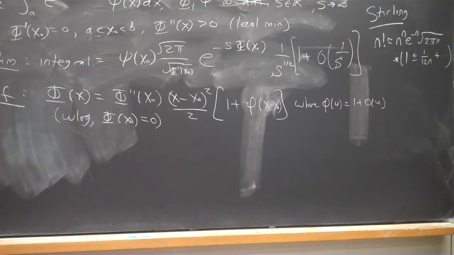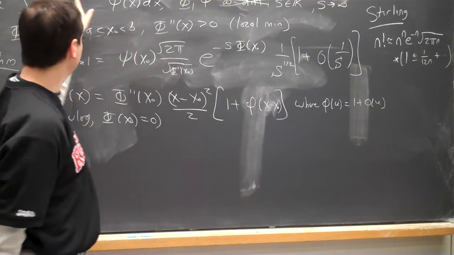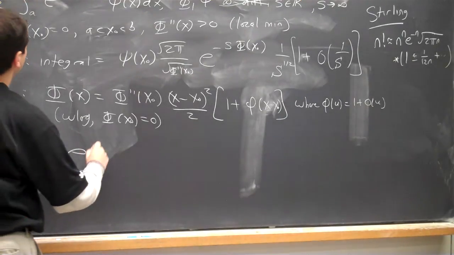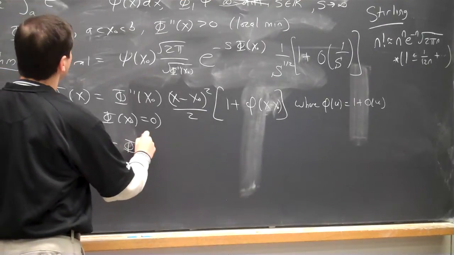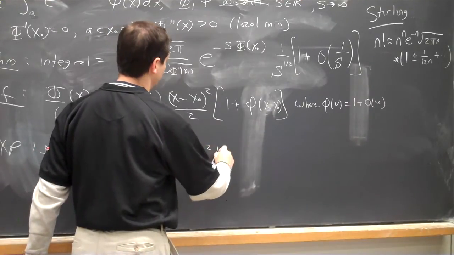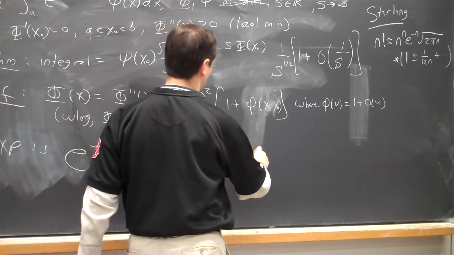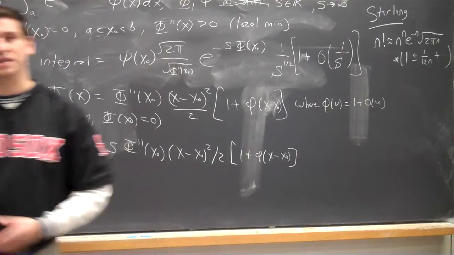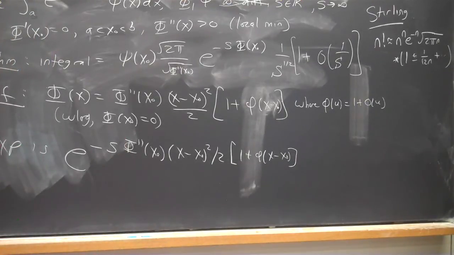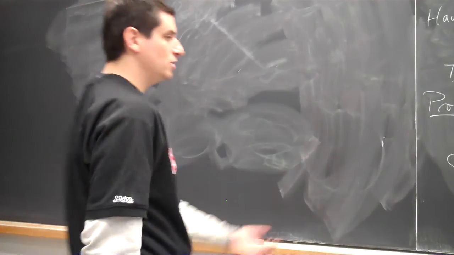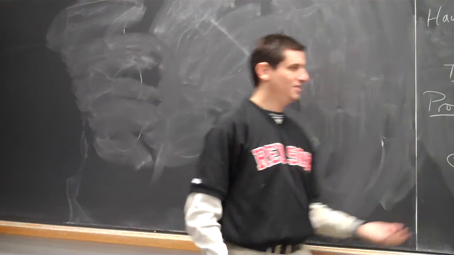So now, if I look at this, what do I have? My exponential is e to the negative s phi double prime of x naught, x minus x naught over 2, times 1 plus phi of x minus x naught. So again, the phi of x minus x naught doesn't really matter. That's going to be smaller and lower order. But what does this main thing look like? What does this exponential look like? Gaussian. It looks like a Gaussian, right?